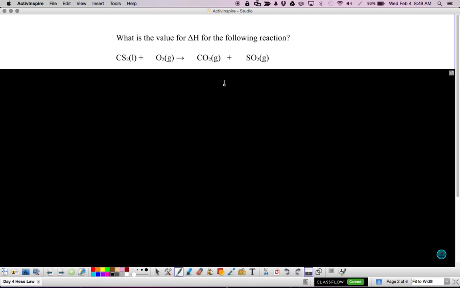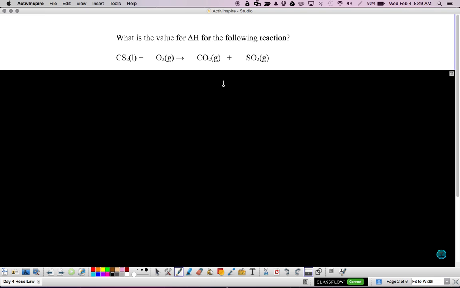All right, so yesterday we did a little bit of work with enthalpy, and today we're going to continue with that. So the first thing that I want to ask you is, what is the value for the change in enthalpy for the following reaction?